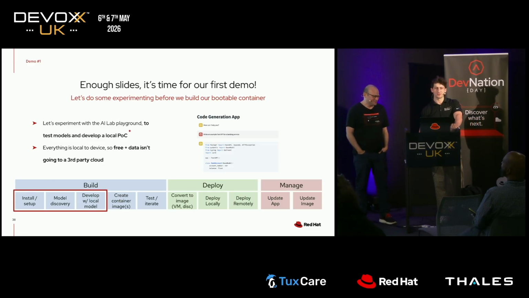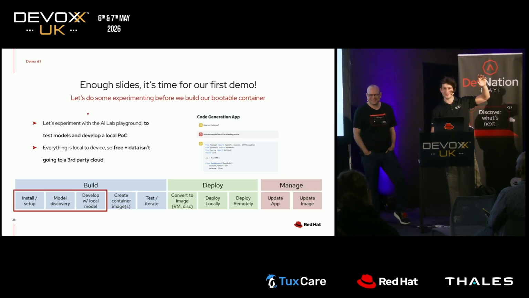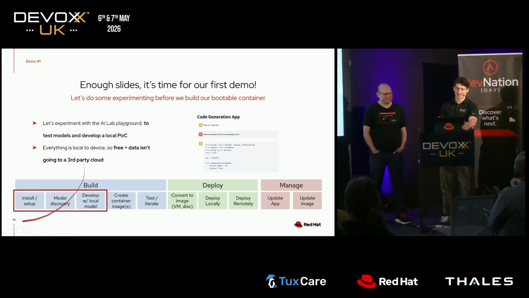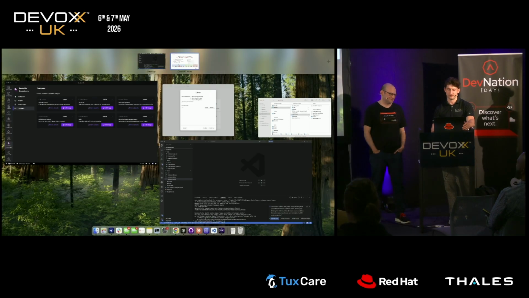So as I mentioned, we'll work with the AI application. It's just going to be a code generation app, because who's using Claude Code or something like that? Okay, yeah. My vibe coders or spec coders, or I don't even know what it's called anymore. AI engineering, I guess. And so we're going to test out first the build stage of this process of deploying a workload, right? So model discovery, developing locally, and also creating a container image. And so this build phase is what we want to focus on first.